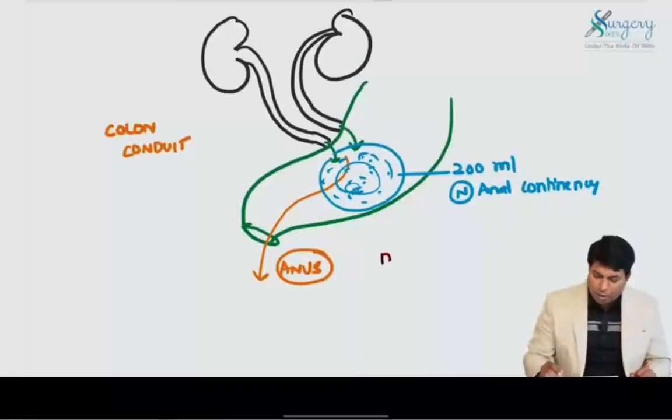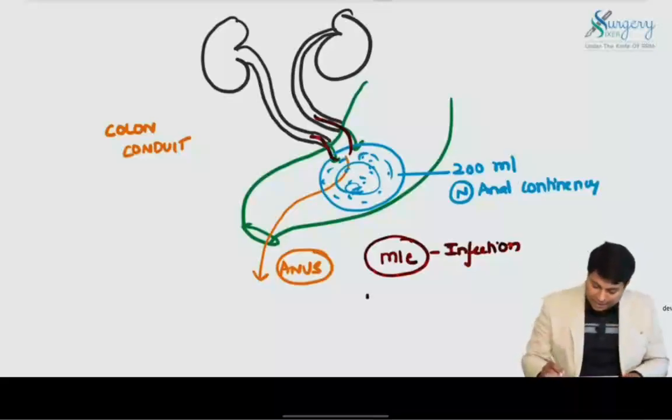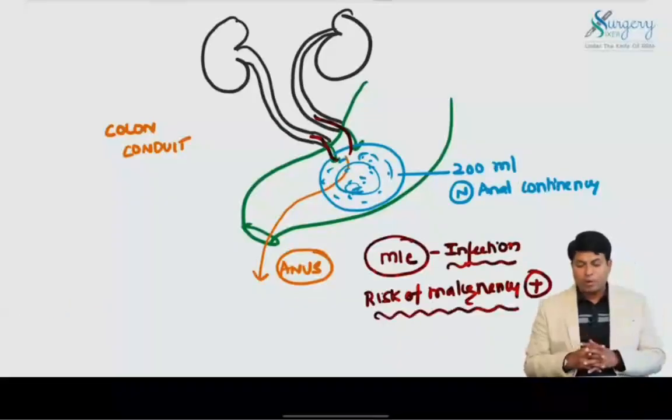Colon conduit. The most common problem in this is infection, which can go from the feces into the ureter. From here, the infection can go into the ureter, and there is a risk of malignancy seen. So the risk of malignancy is also present. Please don't forget this. So the most common problem is infection, and there is a risk of malignancy. So this is the problem with a colonic conduit.